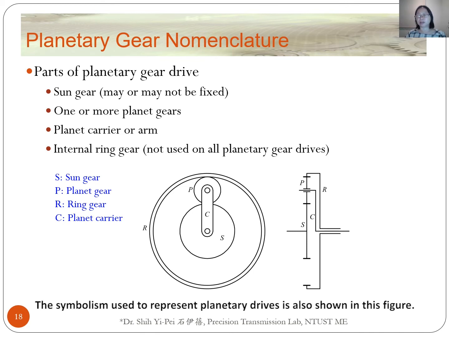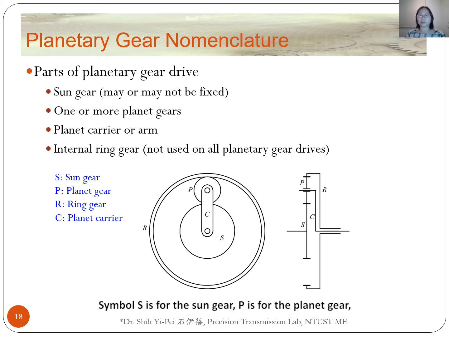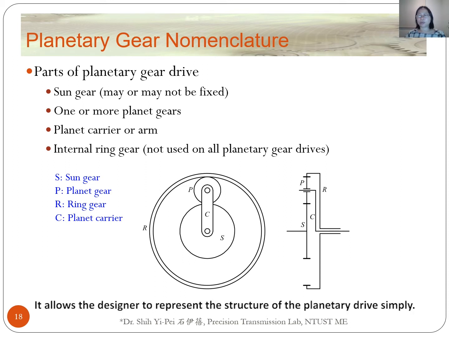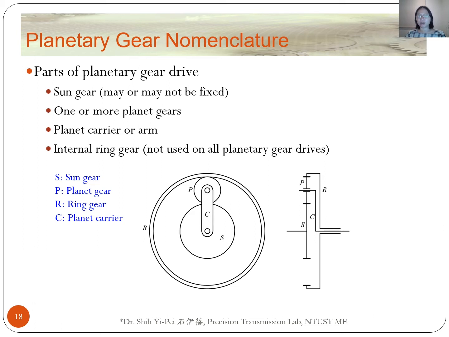The symbolism used to represent planetary drives is also shown in this figure. Symbol S is for the sun gear, P is for the planet gear, R is for the ring gear, and C is for the carrier. It allows the designer to represent the structure of the planetary drive simply. We need to note that the carrier, ring gear, and sun gear all rotate about concentric axes.